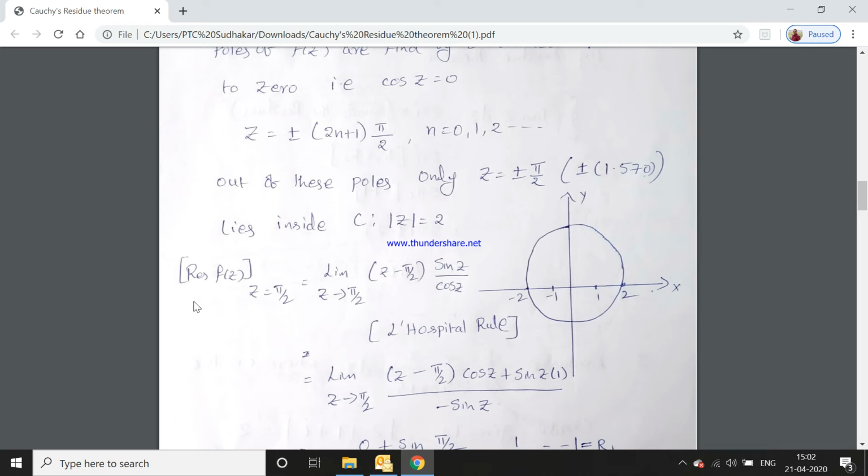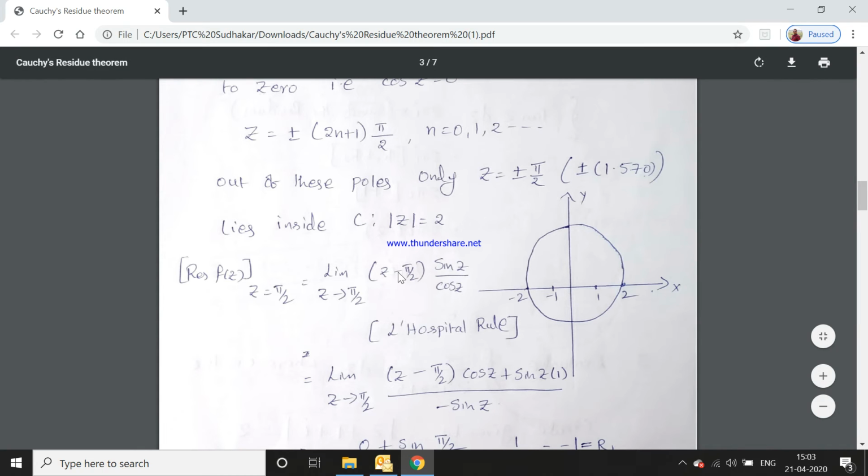First, residue at z equal to pi by 2 equals the limit as z tends to pi by 2 of (z minus pi by 2) into f(z), that is sin z by cos z. If you apply pi by 2 directly, we get a 0 by 0 form: 0 into sin pi by 2, 0 by cos pi by 2 which is 0, an undefined form. That's why we use L'Hospital's rule.